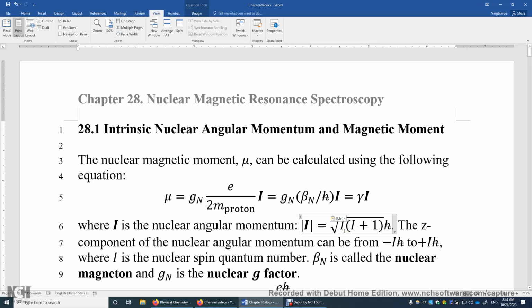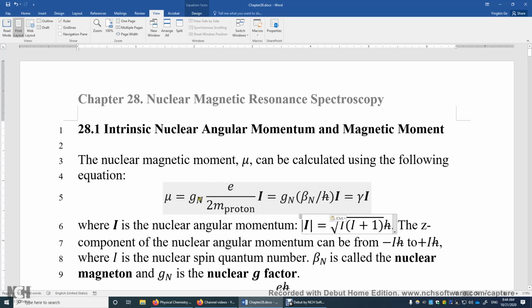This is Physical Chemistry, Part 3, Quantum Chemistry, Chapter 28, Nuclear Magnetic Resonance Spectroscopy, Section 28.1, Intrinsic Nuclear Angular Momentum and Magnetic Moment. The nuclear magnetic moment, mu, can be calculated using this equation.